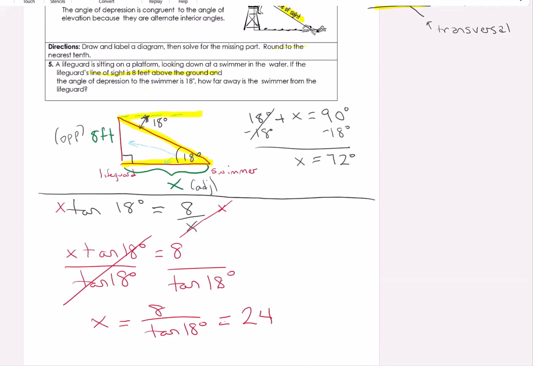You always want to look to see what you want to round to. I want to round to the nearest tenth. I have 24.6214. The nearest tenth is the 6. I look one to the right. Because it's a 2, I just get rid of everything. If it was a 5 or more, I would have to round that 6 up to a 7. My answer here is 24.6 feet. And that's how far away the swimmer is from the lifeguard.